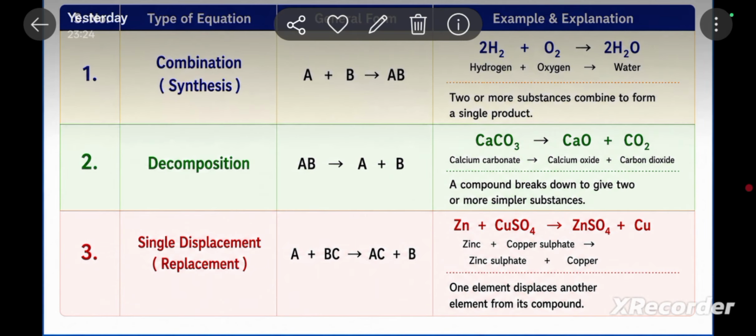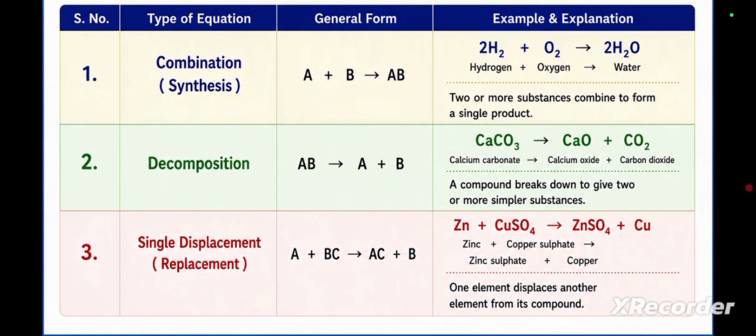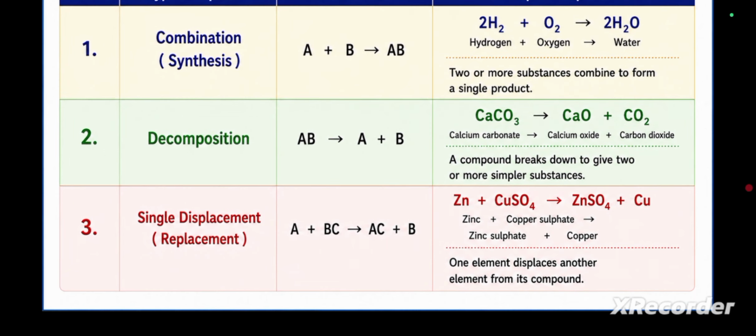Here calcium carbonate is divided into two molecules, that is calcium oxide and carbon dioxide. So a compound breaks down to give two or more simpler substances. This type of reaction is called a decomposition reaction. Then the third one is the single displacement or displacement reaction.